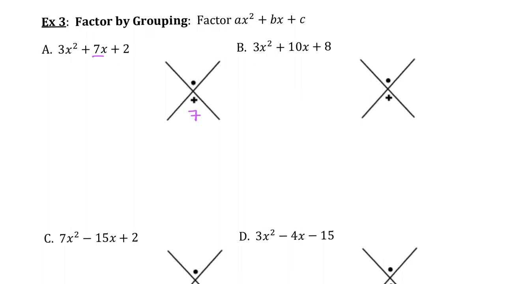And then for what they times to, I'm going to times a times c. This is a times c. 3 times 2 is 6. Now I want to think of two numbers that when I times them, I get 6, and when I add them, I get 7. If I do 3 times 2, that's 6. If I do 3 plus 2, that is not 7. If I do 6 times 1, that's 6. If I do 6 plus 1, that's 7. So my numbers are 6 and 1.